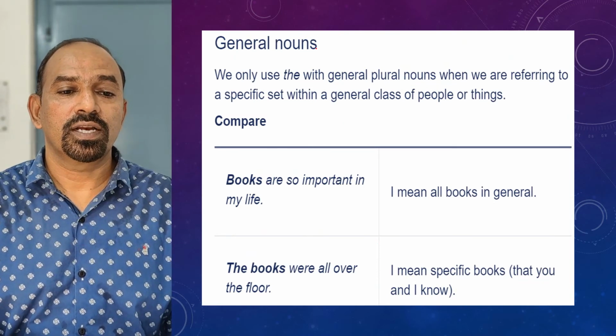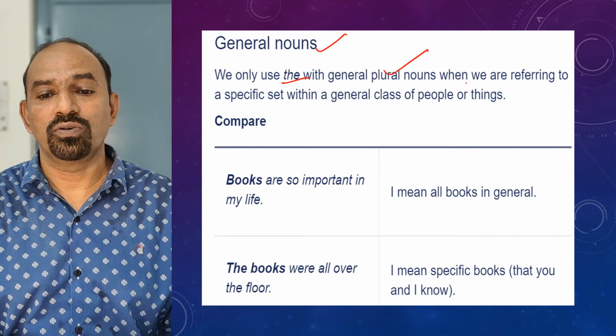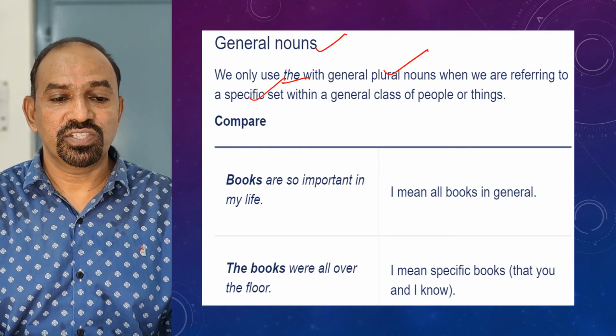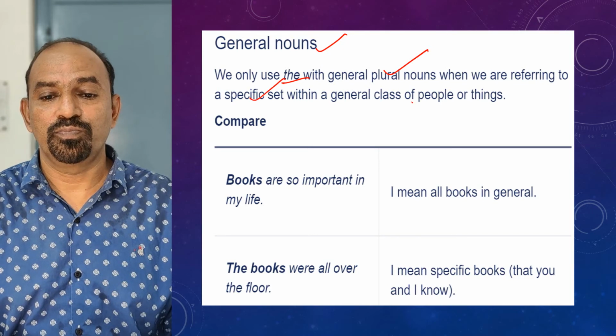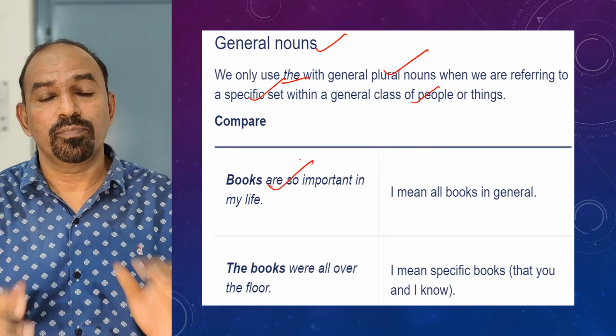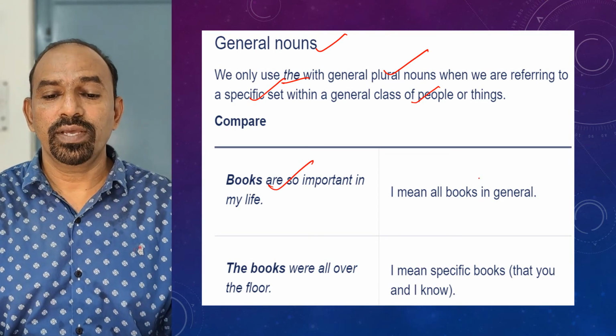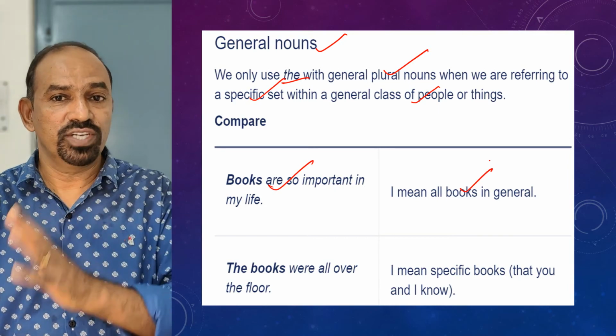Then general nouns. We only use the with general plural nouns when we are referring to a specific set within a general class of people or things. For example, books are so important in my life. Here it is a general statement. Books here means all books in general.